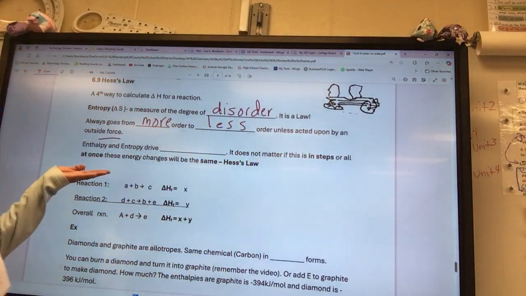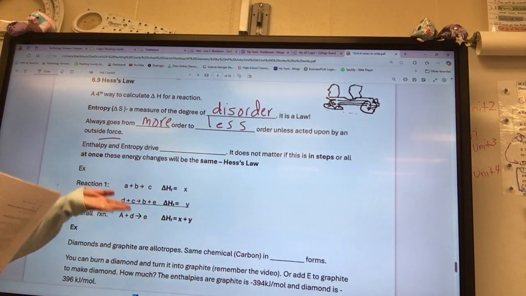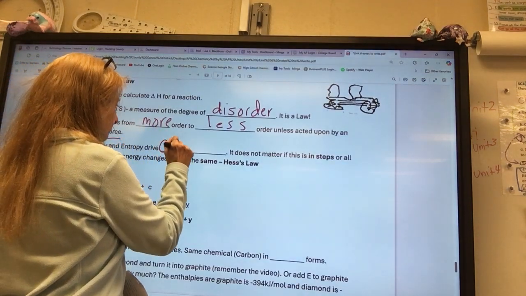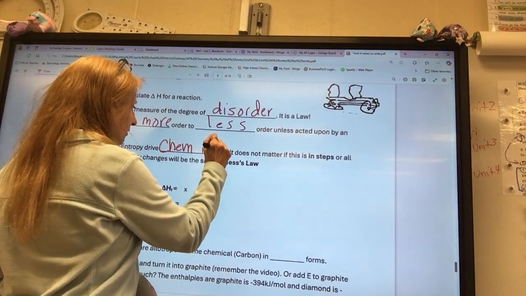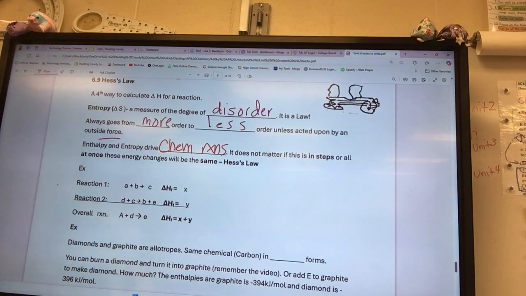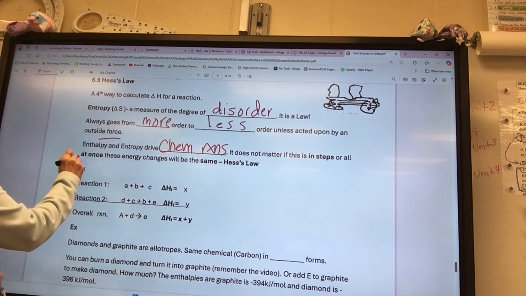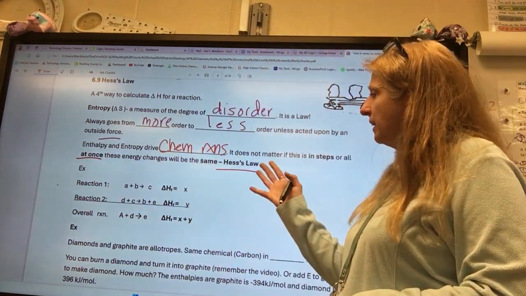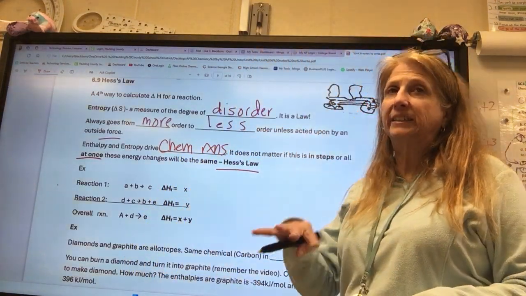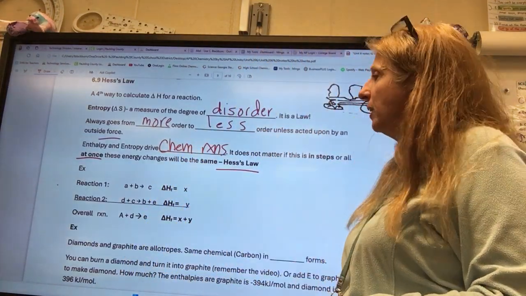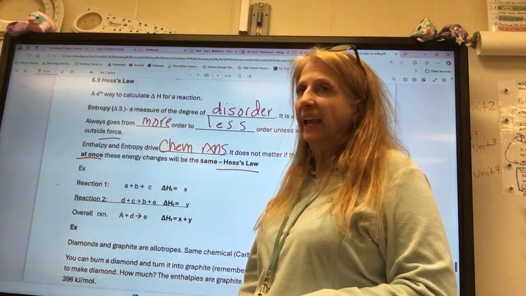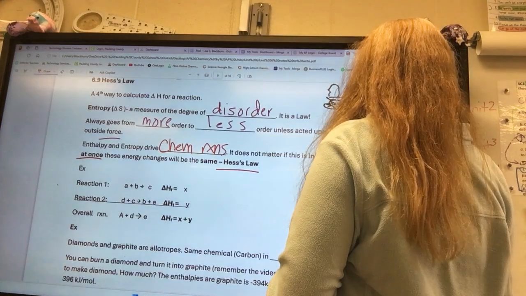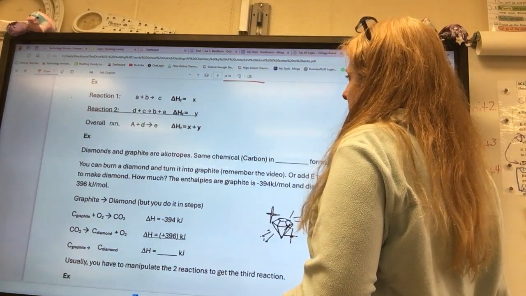Now, this was our warm-up. Enthalpy and entropy are what drive chemical reactions. It does not matter if this is in steps or all at once, and that is Hess's law. So it doesn't matter if you do a reaction in steps, like how we learned last unit, or if you do it all at once, the energy still works. You can add up the steps and get the total. Hess figured that out.